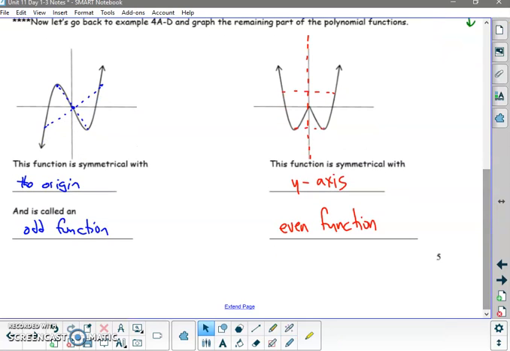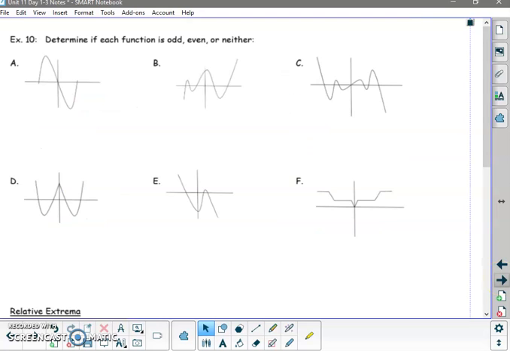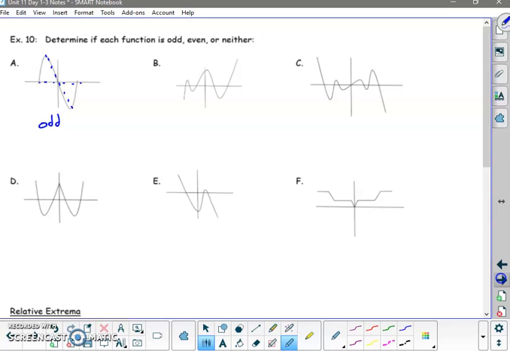All right, so basically you just need to be able to identify odd functions versus even functions. Symmetry with respect to the origin, odd. Symmetry with respect to the y-axis, even. If it doesn't have either one of those, you just say neither. In this particular one, it's kind of easy to see. This has symmetry with respect to the origin, so that is odd. Just remember, OO: origin, odd.